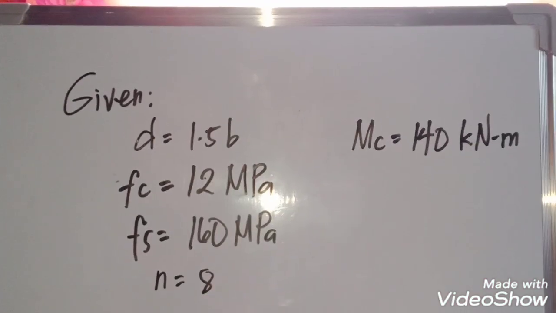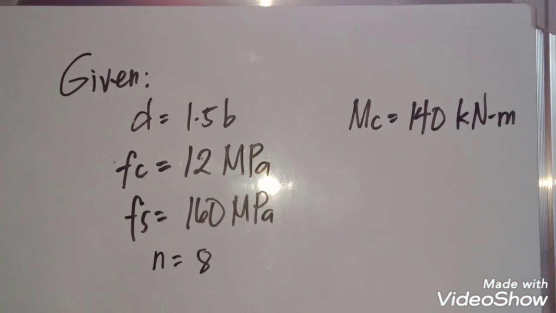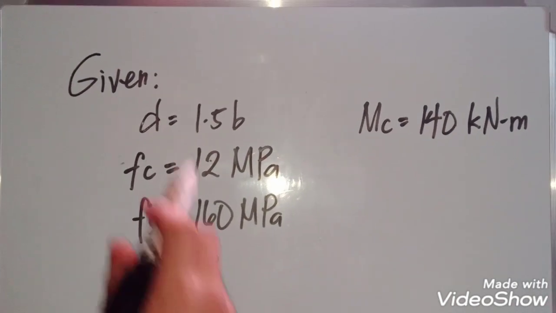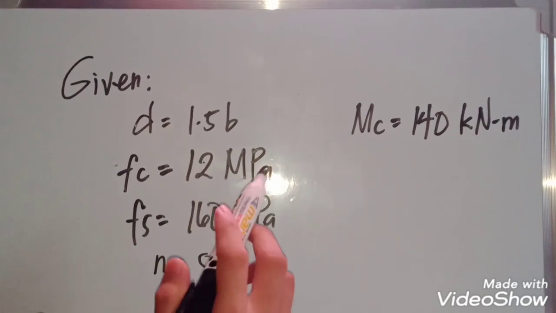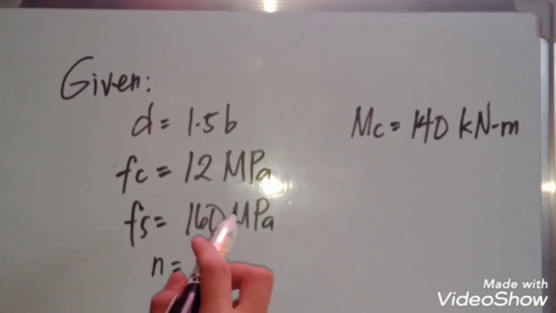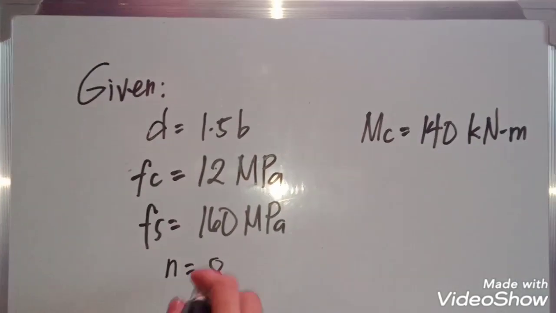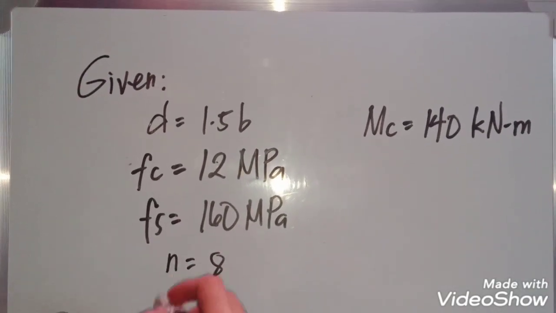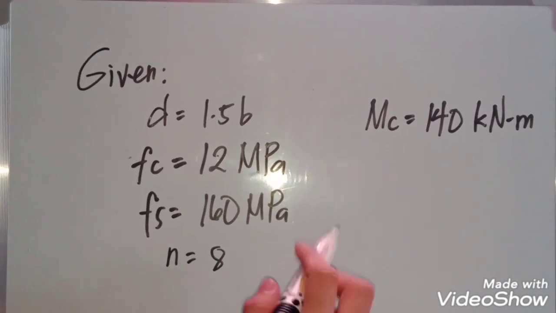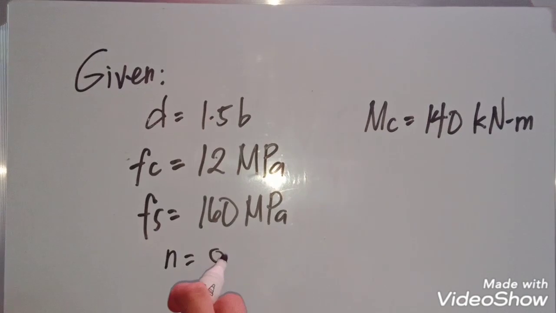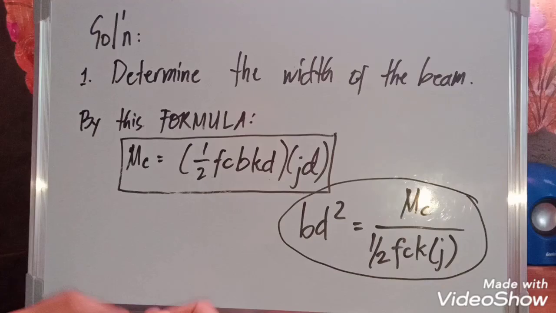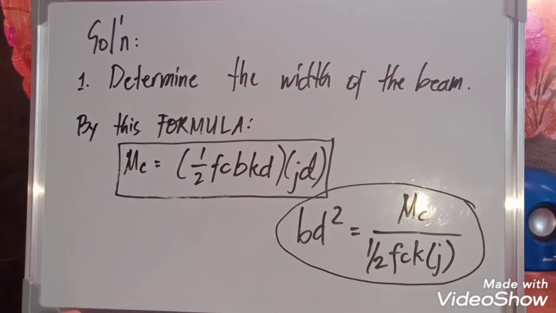In order to solve the problem, we first have to determine the givens. The first given is d = 1.5b that was assumed in our problem, and fc = 12 MPa, fs = 160 megapascal, n = 8. And our bending moment is equal to 140 kilonewton meter. So the first problem is to determine the width of the beam.